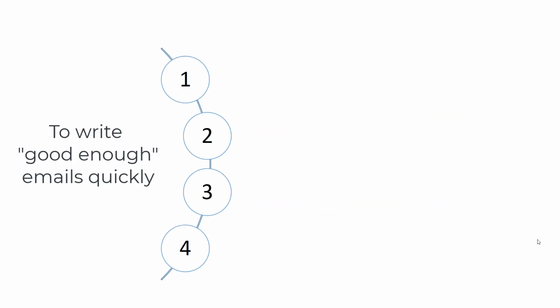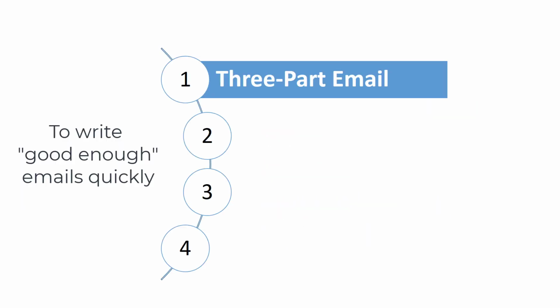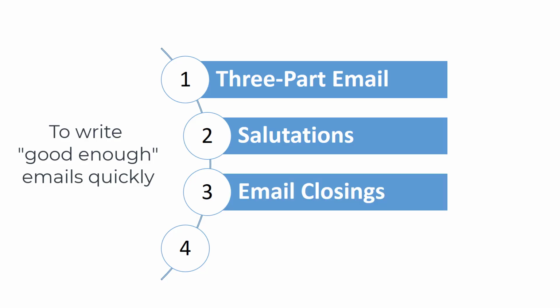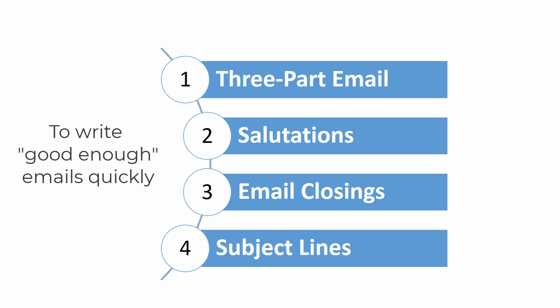To write good enough emails quickly, think of the 3-part email structure. Part 1 is context to key point. Part 2 is extra details. And Part 3 is relationship close. Salutations. You don't need to get fancy. 70% of the emails I receive start with, Hi James. If you prefer, Hello Mr. Peterson. Email closes. Remember to maintain the relationship. Simply saying, thank you, have a great weekend. And subject lines. State the topic, the problem, or the request.